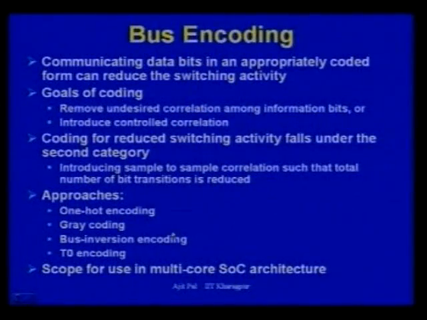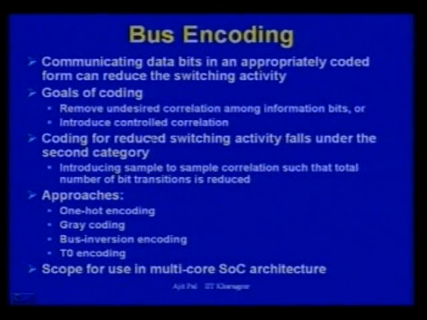What is the basic approach here? You can do coding two ways. You can remove undesired correlation among information, which you do in case of encryption, or you can introduce control correlation. Correlation means the present data is correlated with the next data. That means minimum change, and minimum change means lesser dynamic power dissipation.